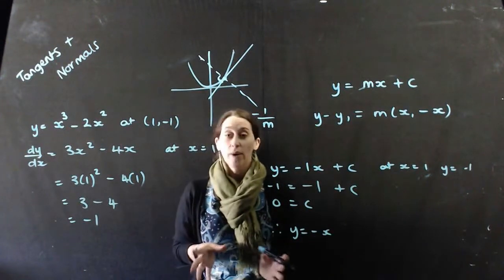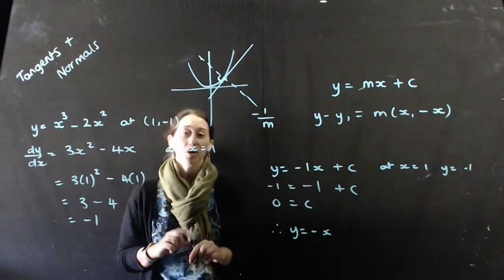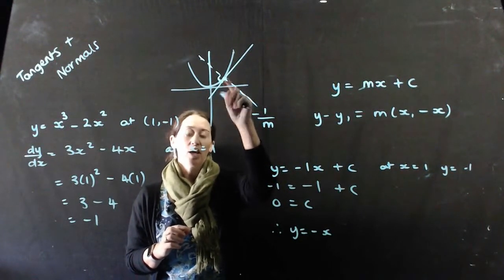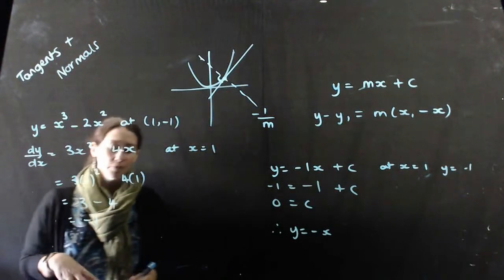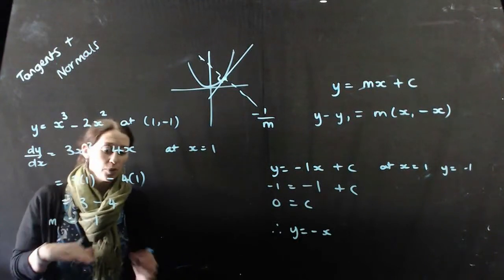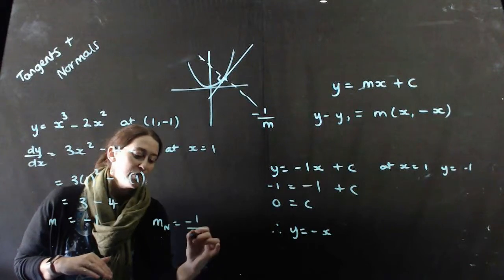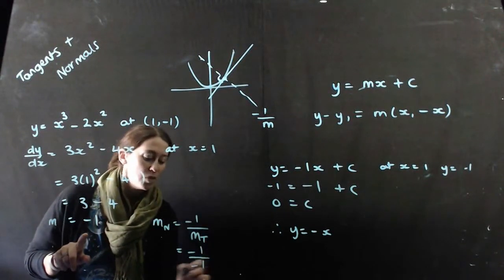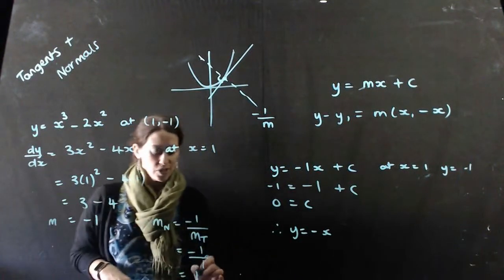Now let's have a look at the equation of the normal. We'd still need to follow the same process. We need to find the gradient on the curve at that point, which is the same as the tangent at that point. And then we need to apply the formula. So of course the gradient is -1. We now apply the formula for the gradient of the normal as -1 over the gradient of the tangent, which is -1 over -1. So the gradient of the normal is 1.